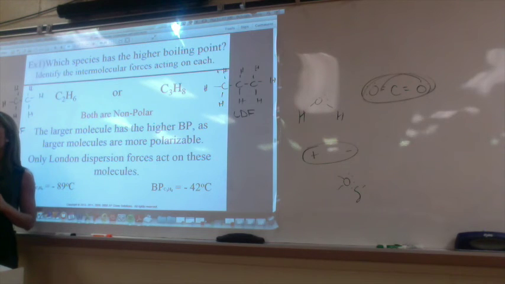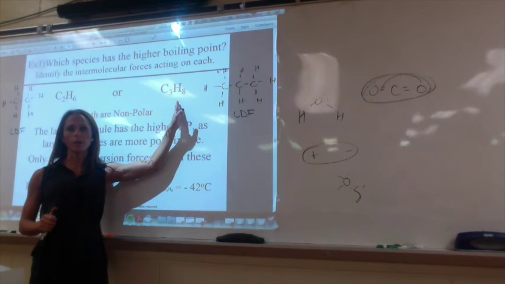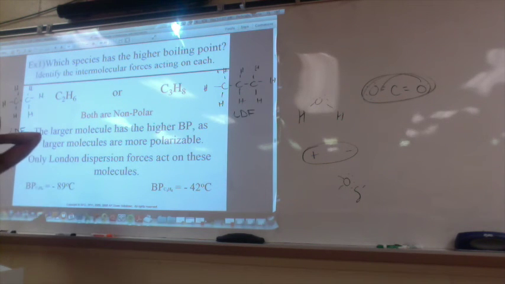Electrons, polarizability. This one has more electrons, therefore it's more polarizable, so the boiling point will be higher. So that's how your justification will work.